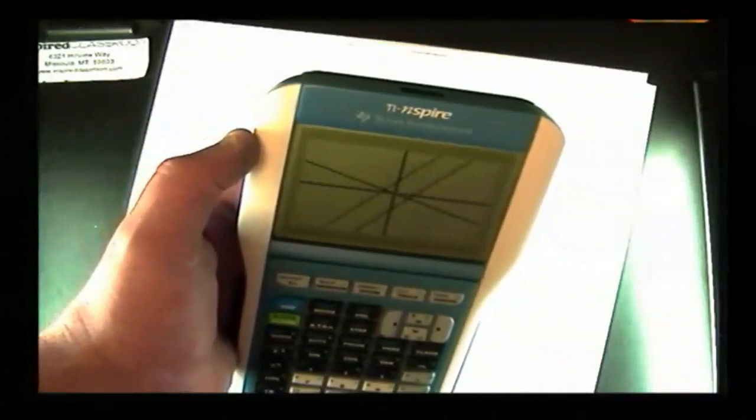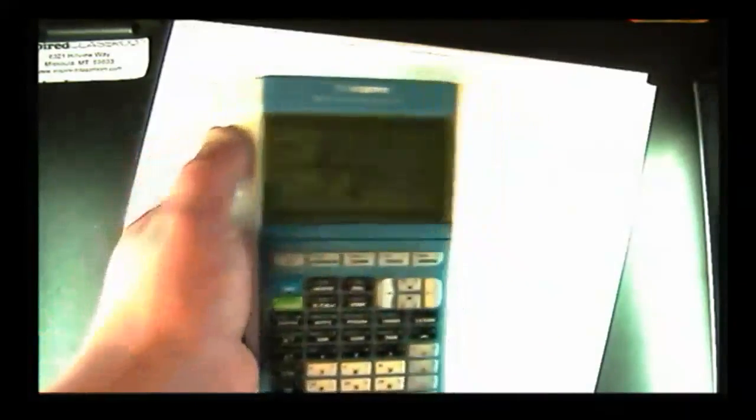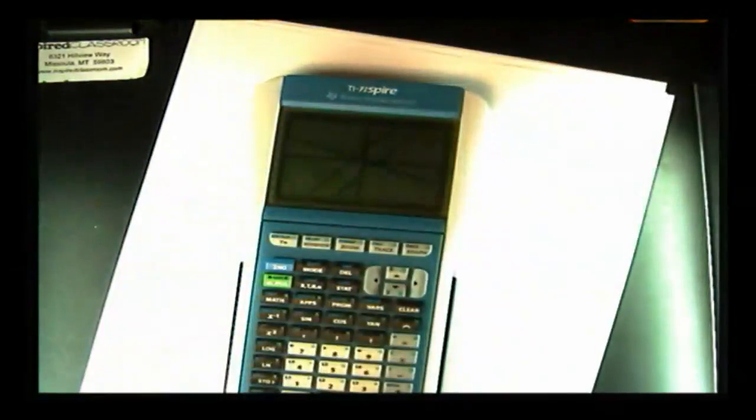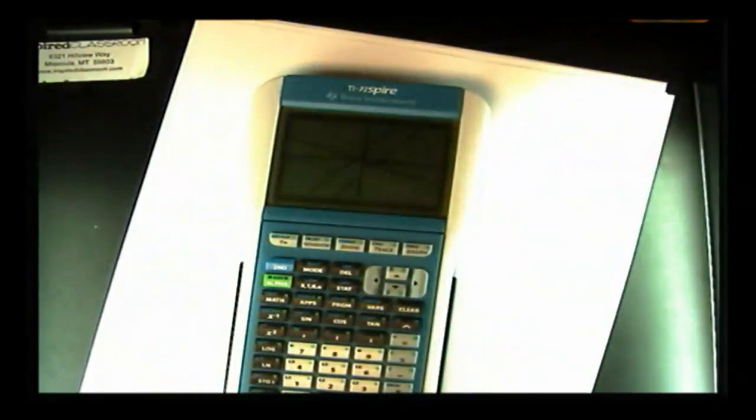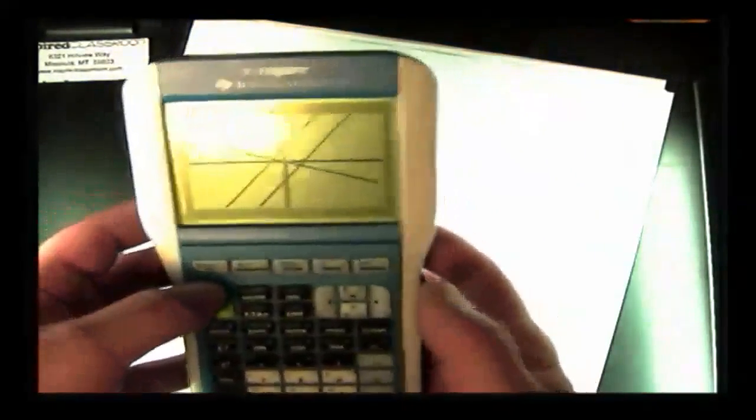So that's the skinny on perpendicular and parallel lines. Parallel lines have the same slope, but different y-intercepts. For perpendicular lines, the intercept doesn't matter much, but the slope has to be the opposite reciprocal, or the negative reciprocal. Not just negative.